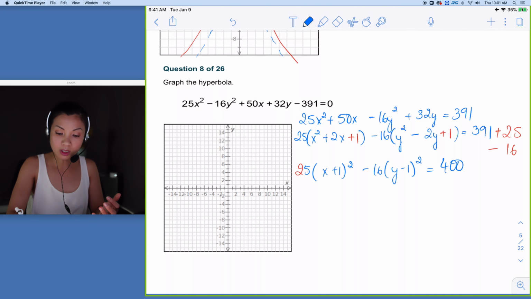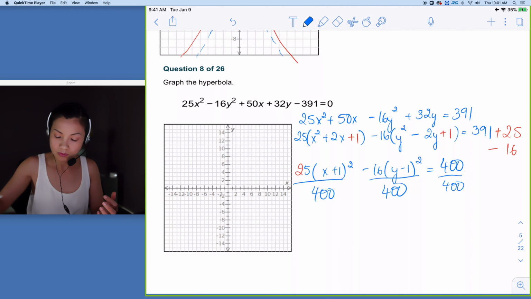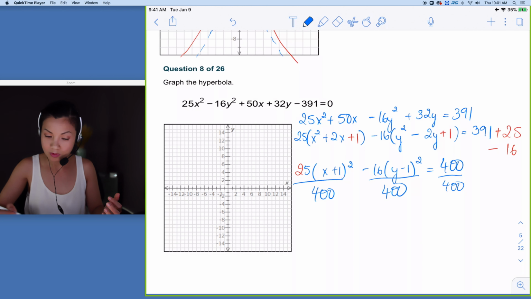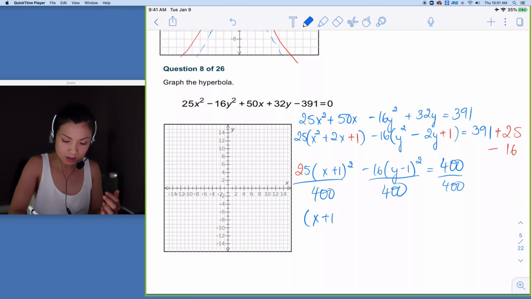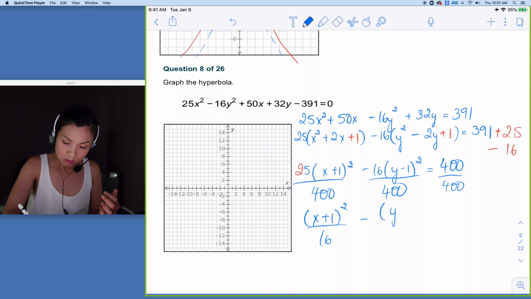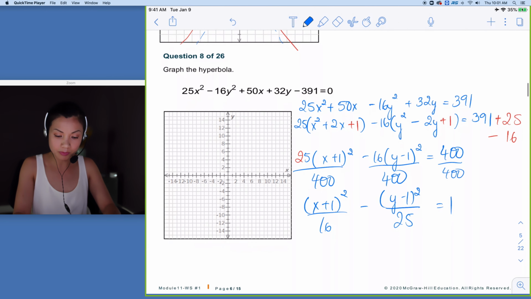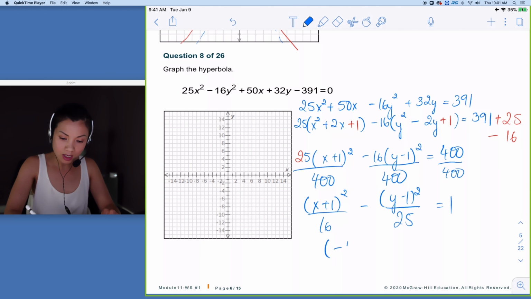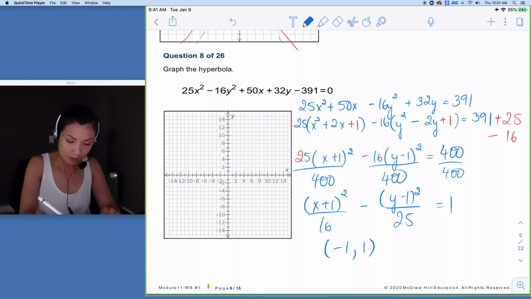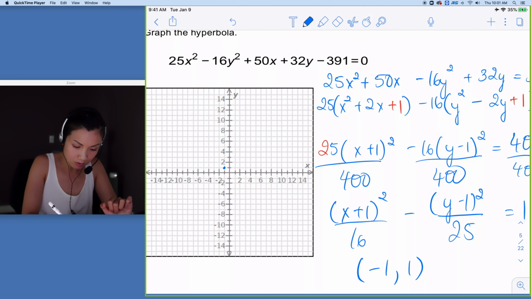Okay. Now I'm going to divide everything by 400 to make it 1. So what we have is x plus 1 squared over 16 minus y minus 1 squared over 25 equals 1. Okay. Now you can see that the center is negative 1, 1. So I'm going to locate the center. It's negative 1, 1 right here.